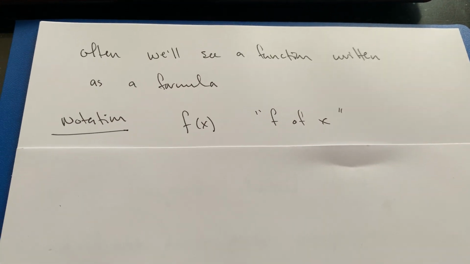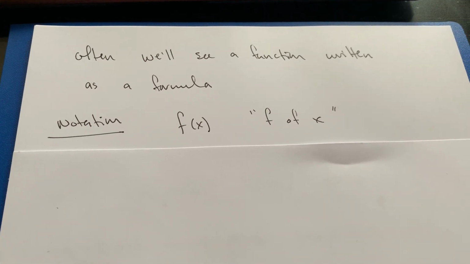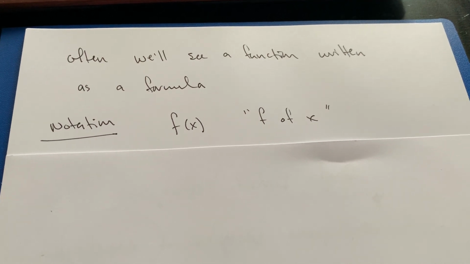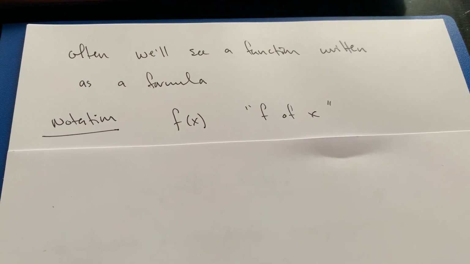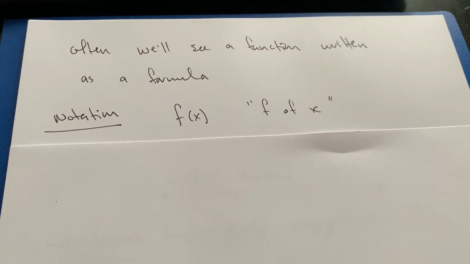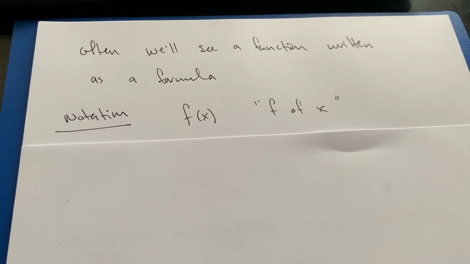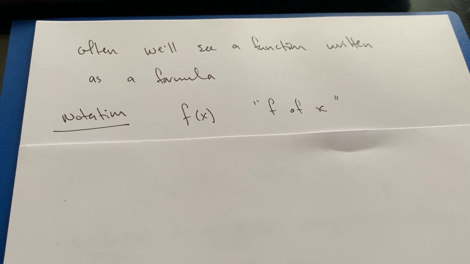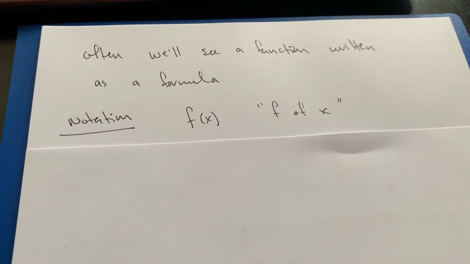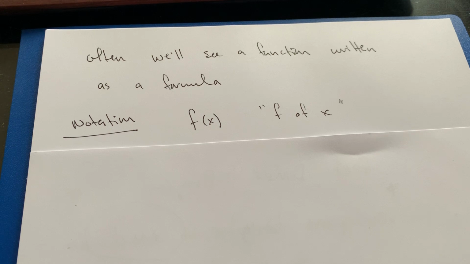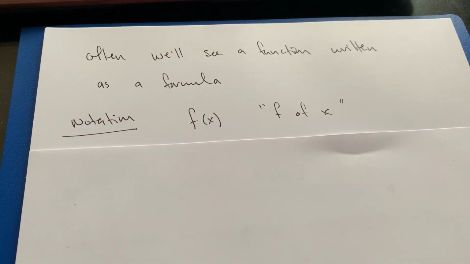Often what we're going to see is a function written out kind of like a formula, where we'll have some sort of equation that tells us the mapping in one line, rather than having to list out all of these individual pairs. Like I said before, with a simple function where you only have a handful of points, you can just list them all out.